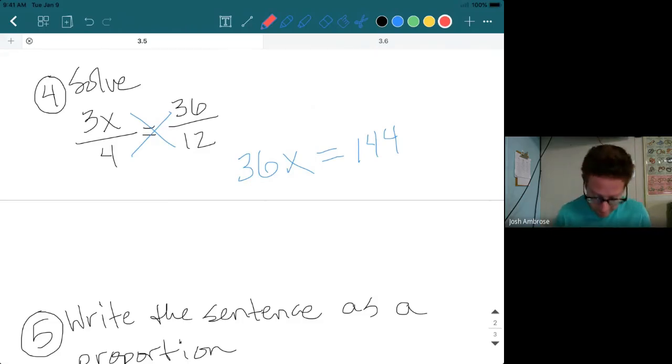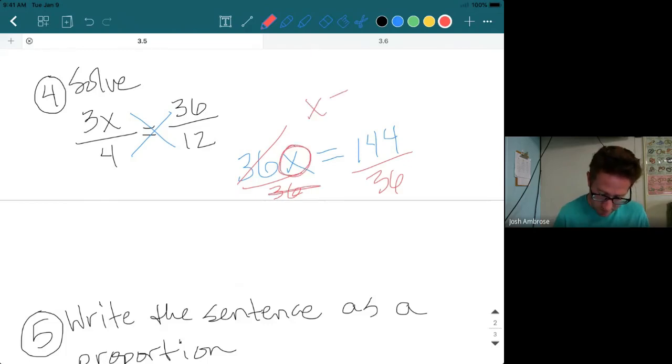Now the final piece here, how do you isolate x? Isolate the variable, divide both sides by 36. That crosses out, that crosses out. That isolates that variable right there. And 144 divided by 36, I believe that's going to work out perfectly. That's going to be 4.